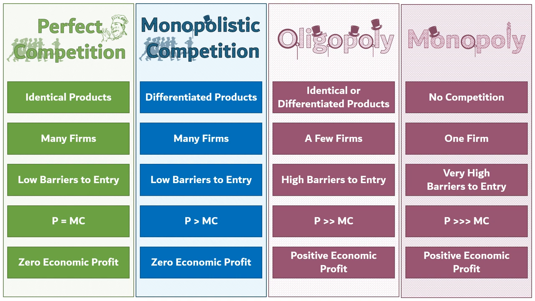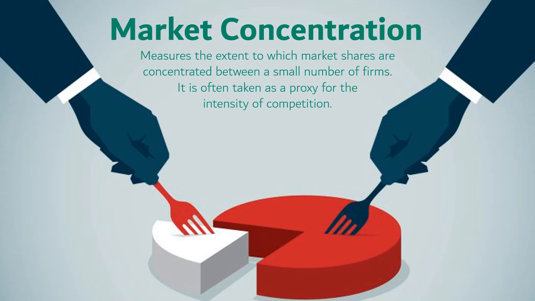With these descriptions, it's pretty easy to tell what kind of market structure an industry falls into. But there is a measure of market concentration which can help us further define these. Market concentration measures the extent to which market shares are concentrated between a small number of firms. It's often taken as a proxy for the intensity of competition.